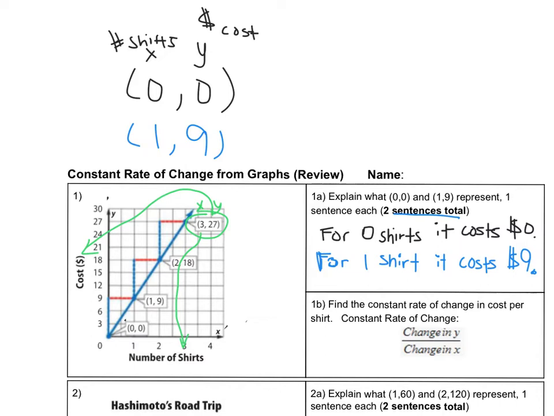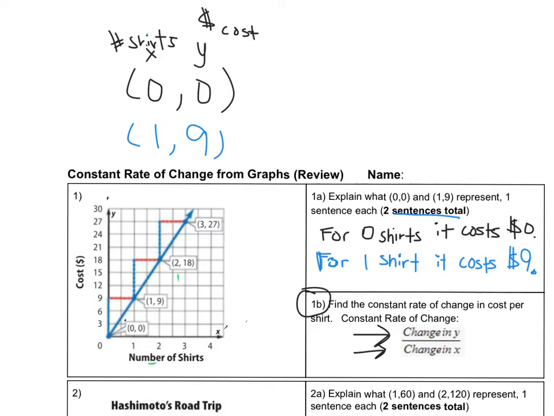Again, the first thing, x, is going to be represented on the bottom. The second thing, y, is going to be represented on your y-axis. Okay, so for part B, it says find the constant rate of change in cost per shirt. So here's how this is going to work. Constant rate of change is your change in y over your change in x.